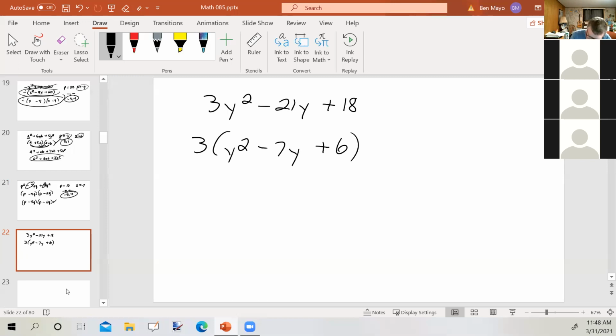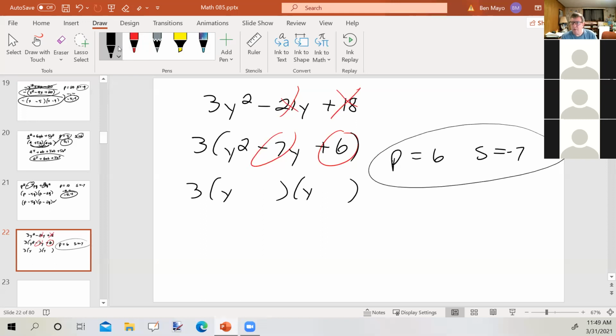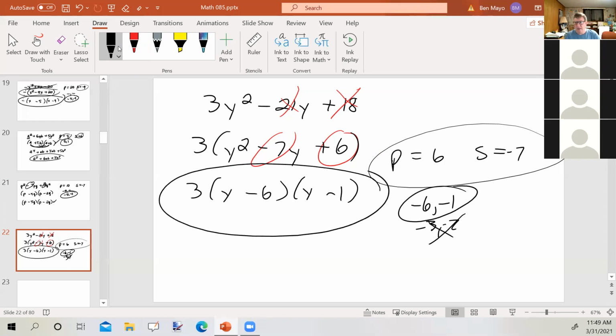Now I've got a trinomial with a leading coefficient of 1, so I'll split that up. My product is 6, my sum is -7. Notice I'm looking here, not up there, to get my 2 numbers. So positive product, 2 positive factors or 2 negative factors. Negative sum, got to have 2 negative factors. How about -6 and negative, oh, there we go, -6 and -1. I could have also written these, but that would give me a sum of -5, which is not correct. So -6, -1, and there we have the answer.